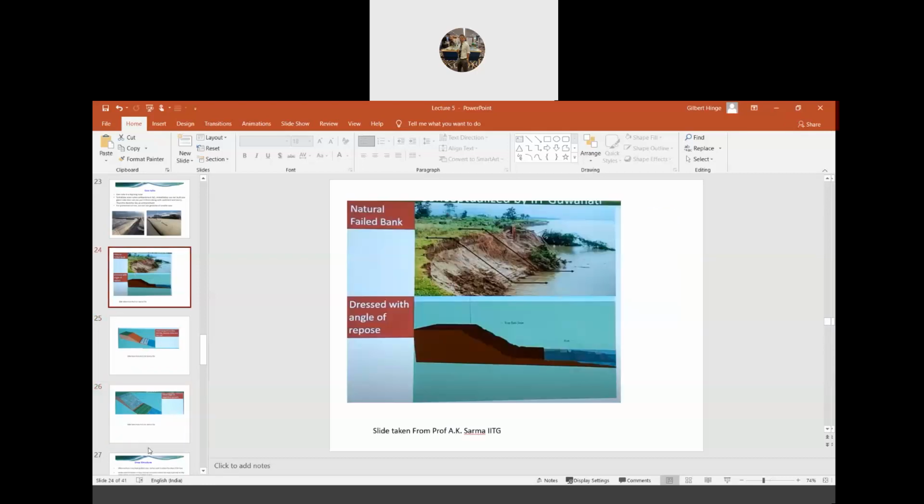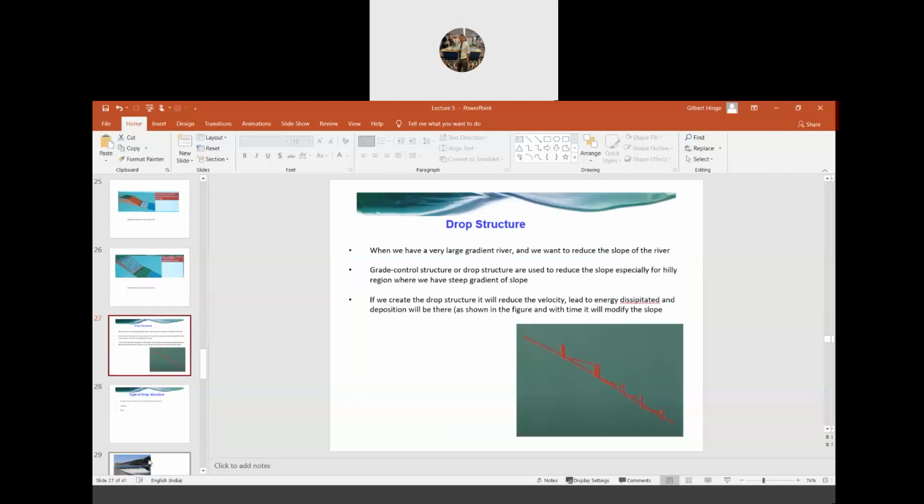Okay, so let us continue with this. Let us now discuss another kind of important prevention in case of riverbank erosion, that is a drop structure. Sometimes, especially in hilly regions, right, in hilly regions we have a very steep slope like this.